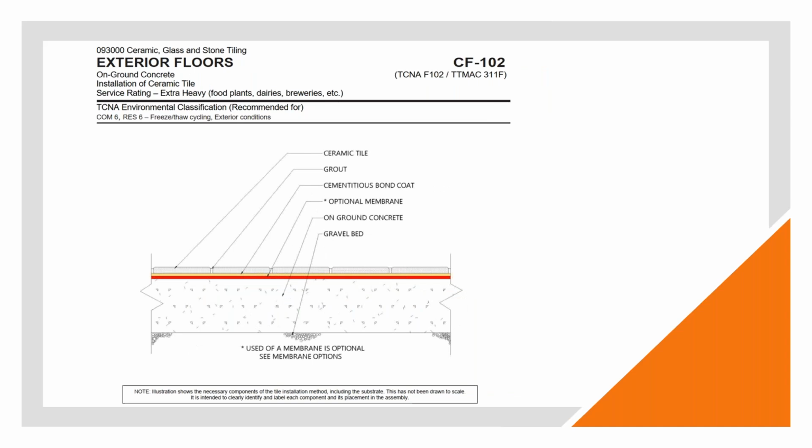F102 is probably what we see most of out there, and that's a thin set application where we're adhering directly to the concrete that's existing. And again, the most important consideration here is the use of drainage underneath that slab. And the same conditions apply. If you're not sure that you've got positive drainage underneath that slab, then it's probably the time to use that optional waterproofing membrane to stop the water intrusion at that level. It makes it a much easier process to handle the water in that fashion.